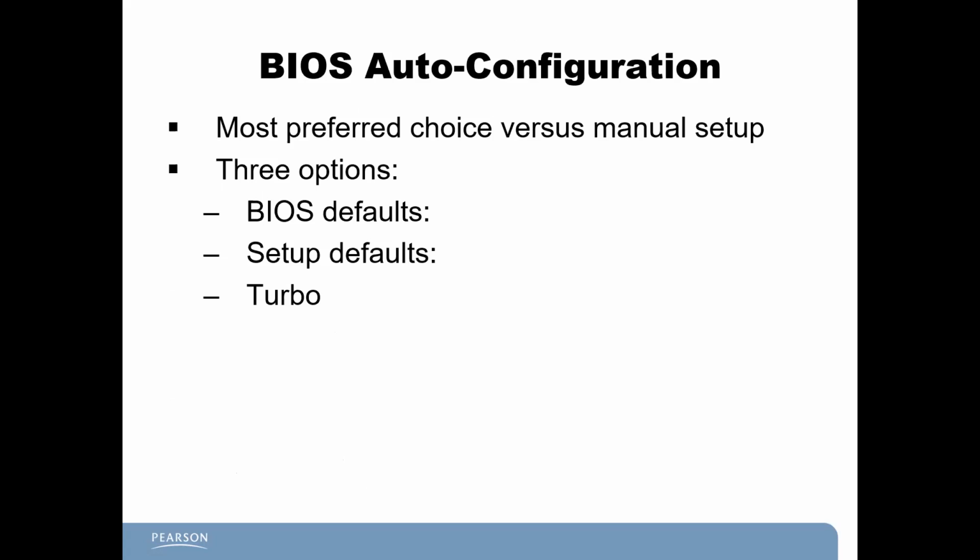Most preferable choices: BIOS auto configuration versus the manual setup. There are three options. One is you can stick to the BIOS defaults, that is the original BIOS settings that come with a computer system, or you can set up defaults by optimizing the settings, or you can get your BIOS to run in a turbo mode, that is, engage overclocking when the CPU is not under stress.